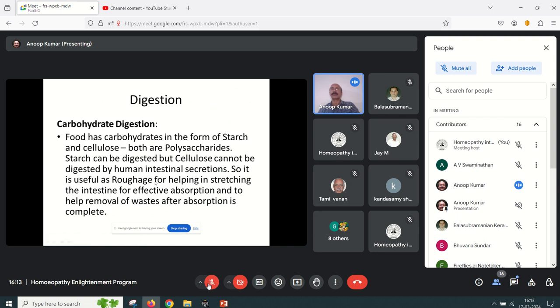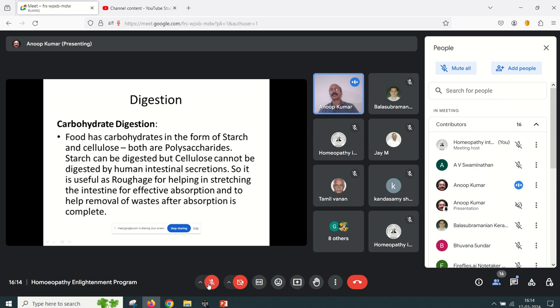If we eat a lot of cellulose, it will be used as roughage, which means it will form some sort of bulk in unabsorbed material inside the system, so that the intestine is stretched and there will be more surface area for absorption. So that is very much important. Just what is required alone is not good enough for our system.